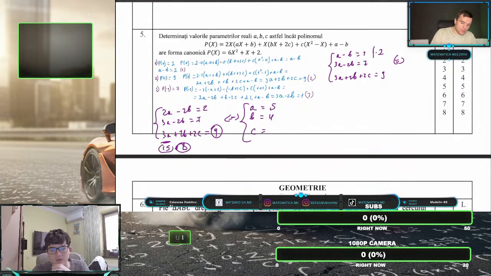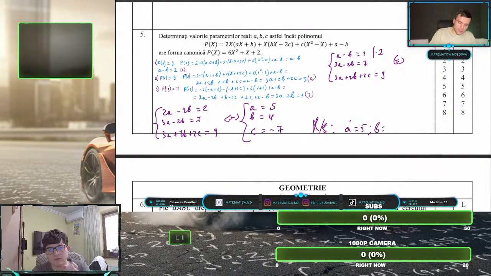So 9 minus 23, how much is that? Well, that's minus 14 divided by 2, minus 7. So that's the response. We got A, and we got B, and we got C. So that's that. Absolutely complete.